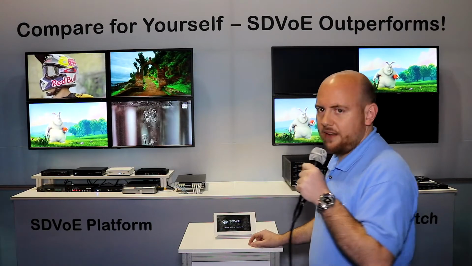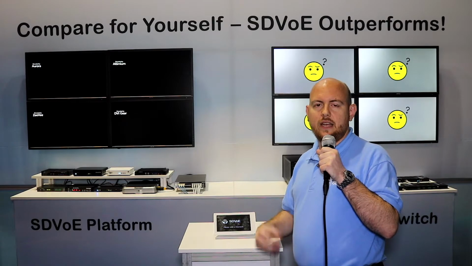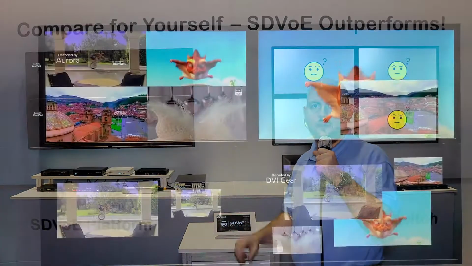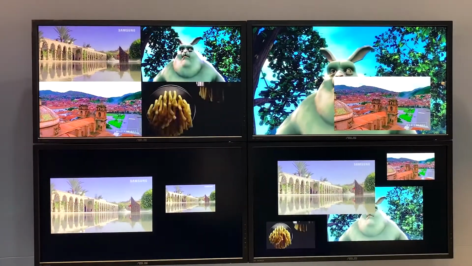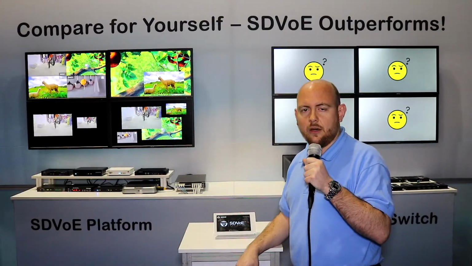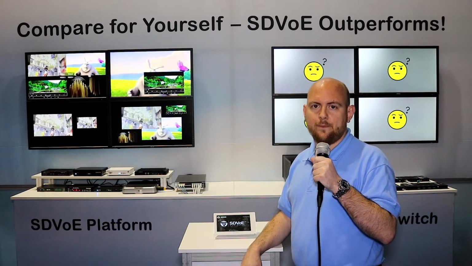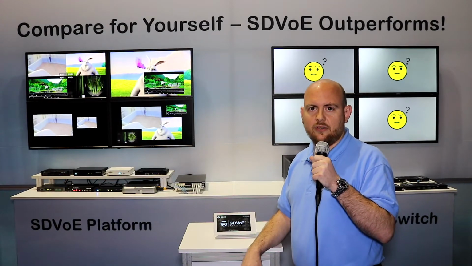Finally, SDVoE has a capability that no matrix switch can match, and that's the ability to encode multiple streams of video onto a single display. So I can create picture-in-picture scenarios or 2x2, 3x3 arrays of video and allow you to monitor several channels of video on a single display. SDVoE is the matrix transformed.